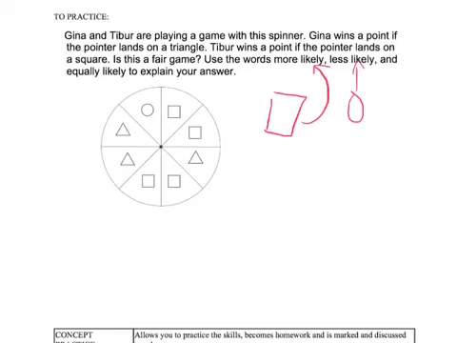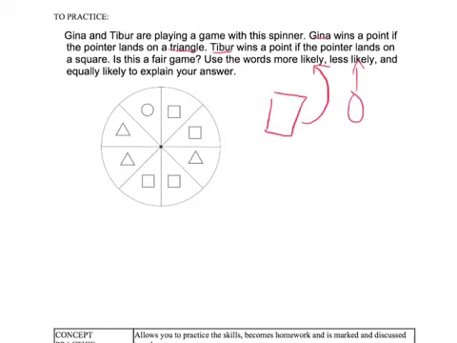It is equally likely. Nothing is equally likely here. There's no same numbers, so nothing is equally likely. So if they're playing this game, and it's Gina and Tabor, Gina, remember, wins a point if she lands on a triangle. Well, there's 3 triangles. It's fairly likely she'll land on a triangle.